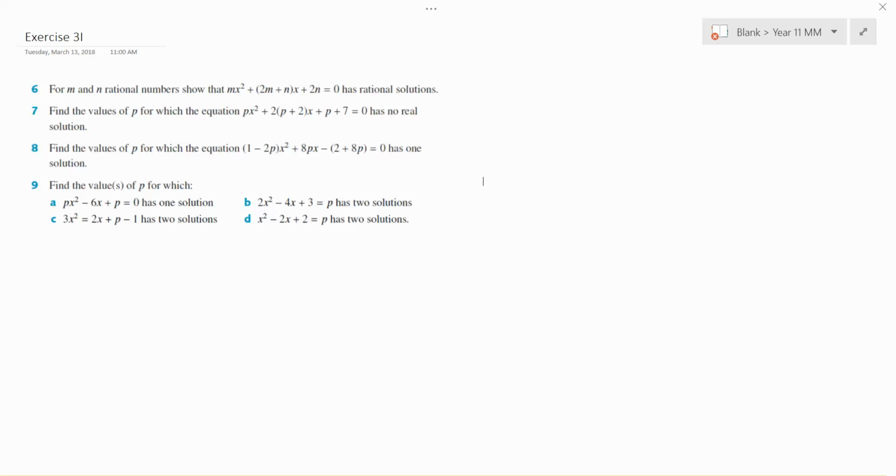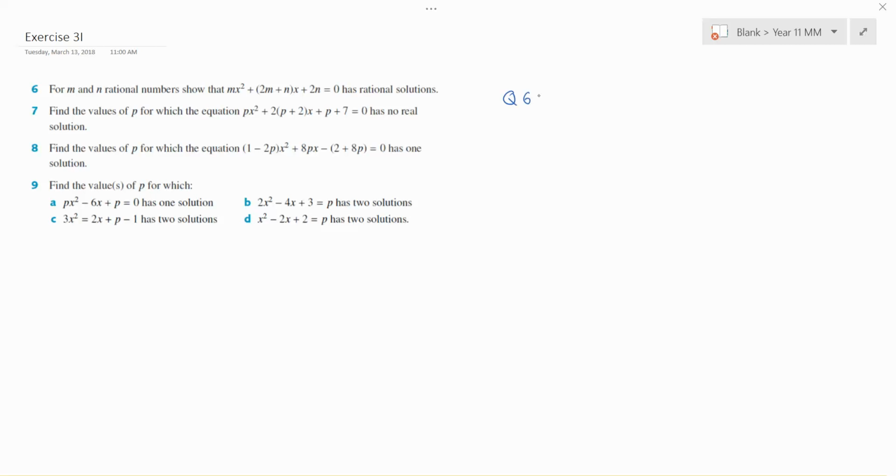Obviously, in order to do all of them, you need your exercises 3A to 3G. You have to be able to do them all. Without any of that, you can't do these questions properly. So here we go.